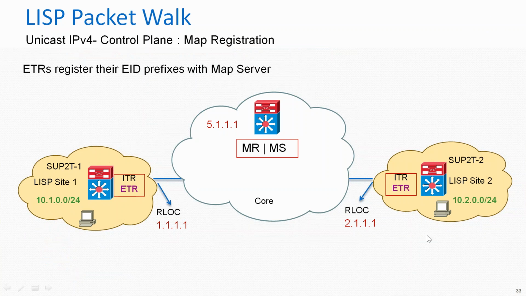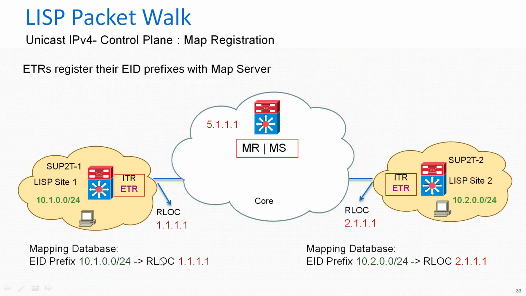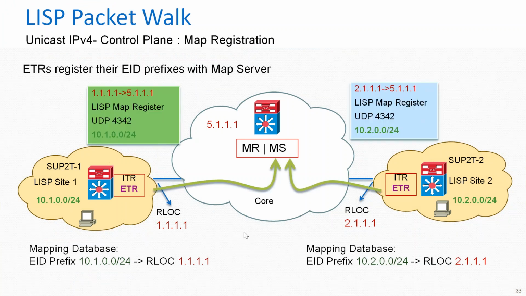Let me clean. Now what is happening? Let's see. The ETR registers the EID prefix with the map server. How is it happening? It is going to the map server here, and this is how it is mapping. My 1.1.1 is mapping to 5.1.1.1. My 2.1.1.1 of this side is mapping to 5.1.1.1. Like that they are mapping here in the control plane.